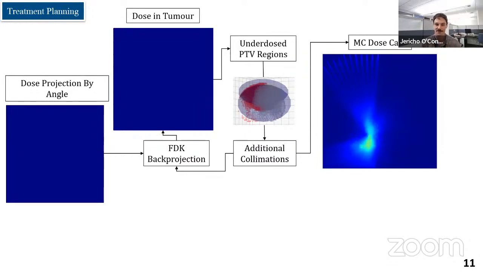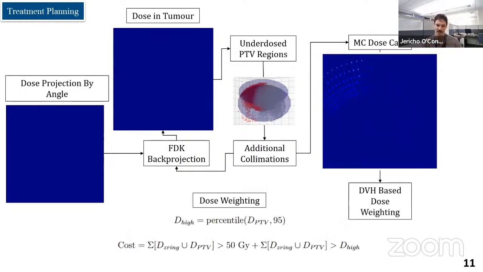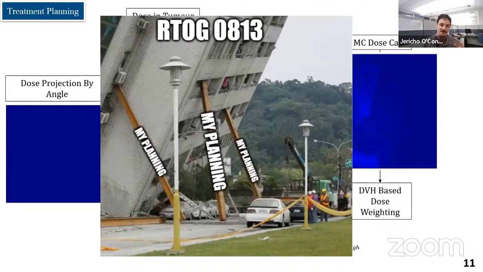And then from there, we do Monte Carlo dose calculations for each of these fields. And then we would weight these based on a DVH dose metric that I constructed to specifically meet the RTOG criteria, because it was really hard to meet these RTOG criteria for the KV plan. So the planning got really complicated, and it didn't mean to be this complicated. I would have rather had it less complicated, but it ended up this way.